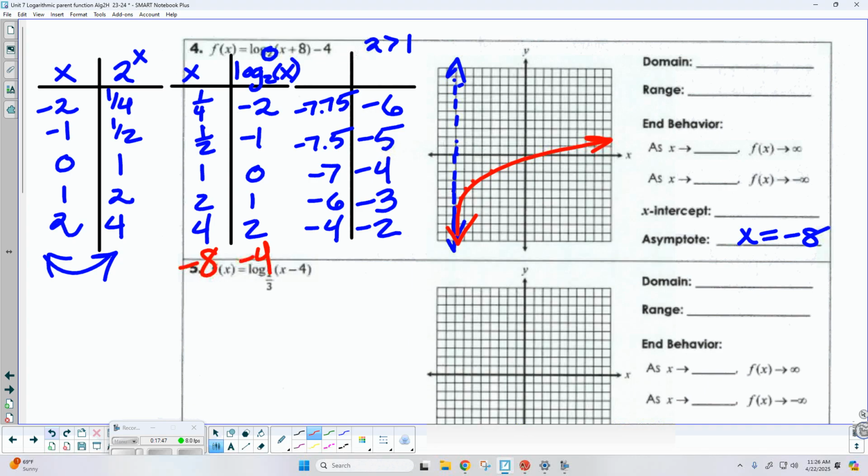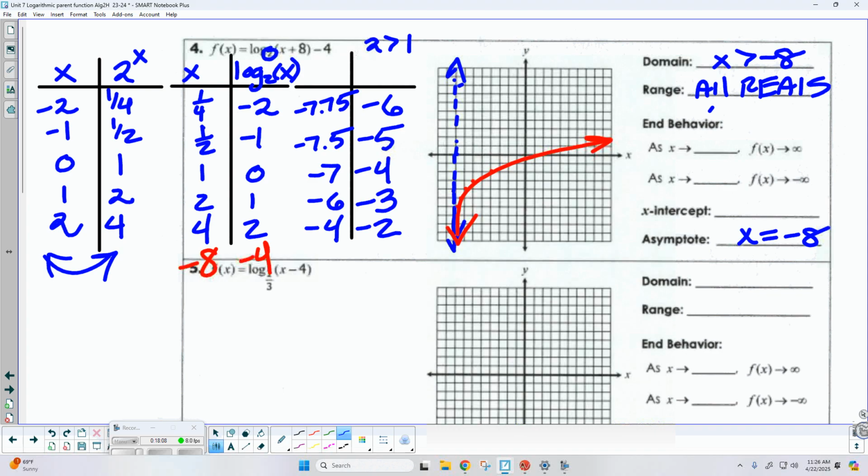All right. Well, how wide is it? What's the domain? X is greater than -8. There you go. How tall is it? All reals. Remember, exponentials are always infinitely wide, but logarithms are always infinitely tall.